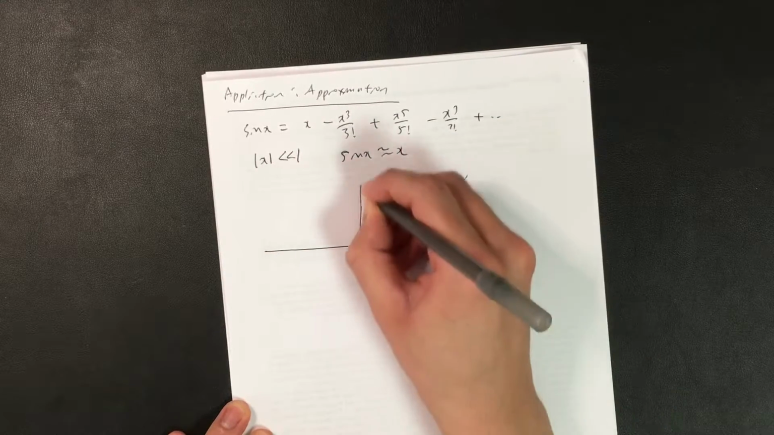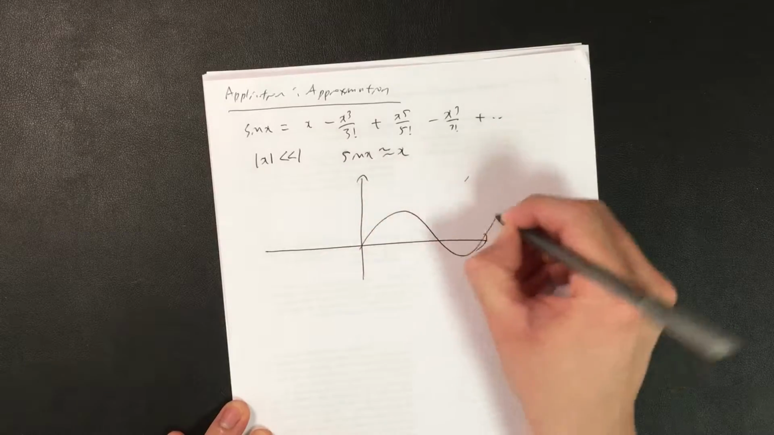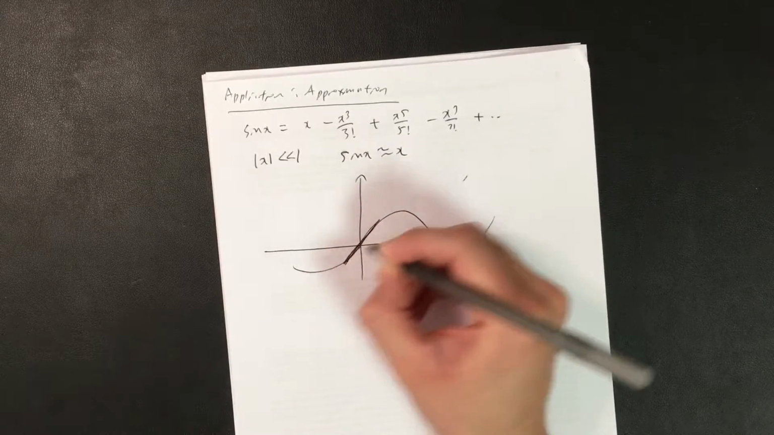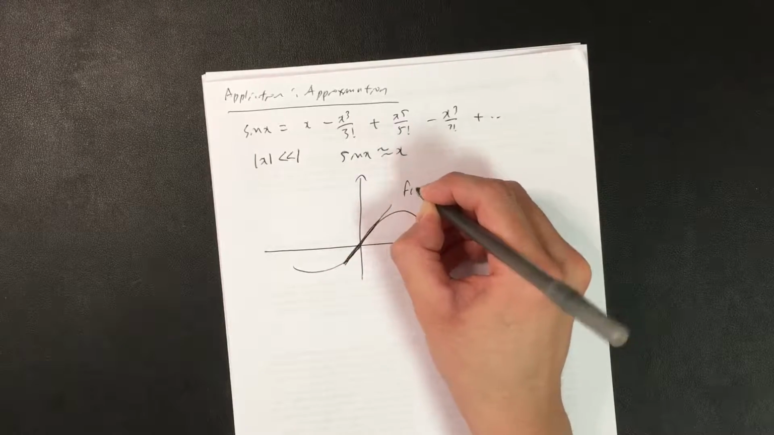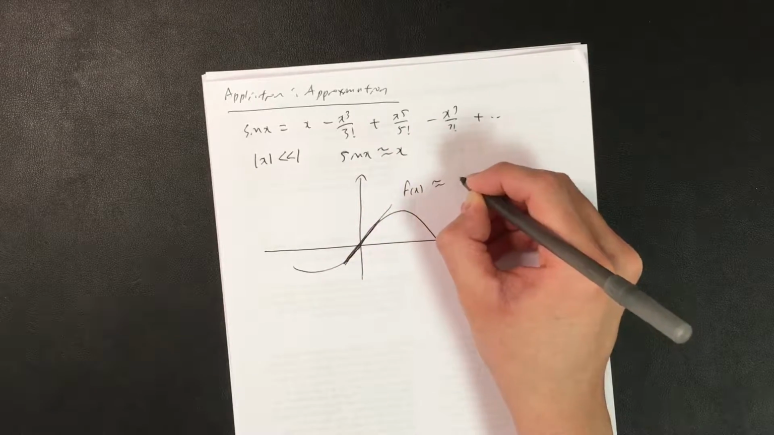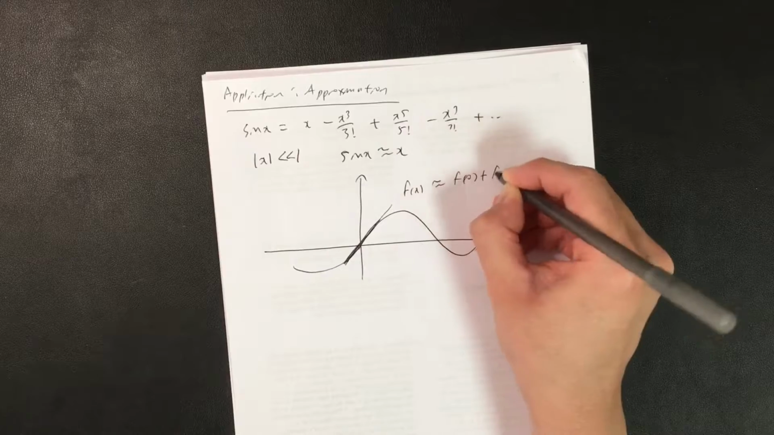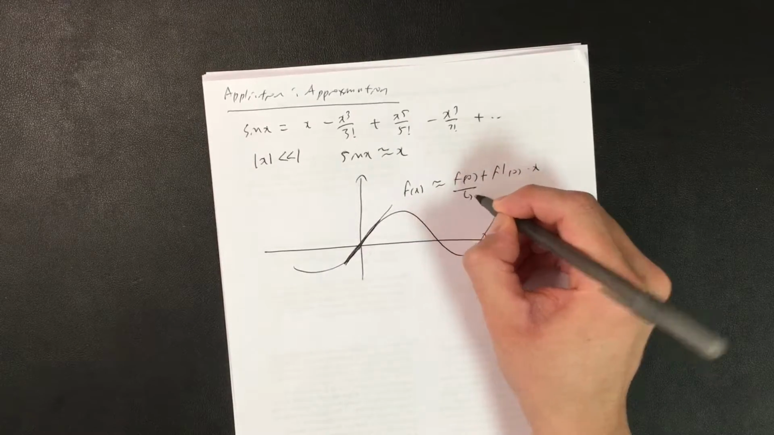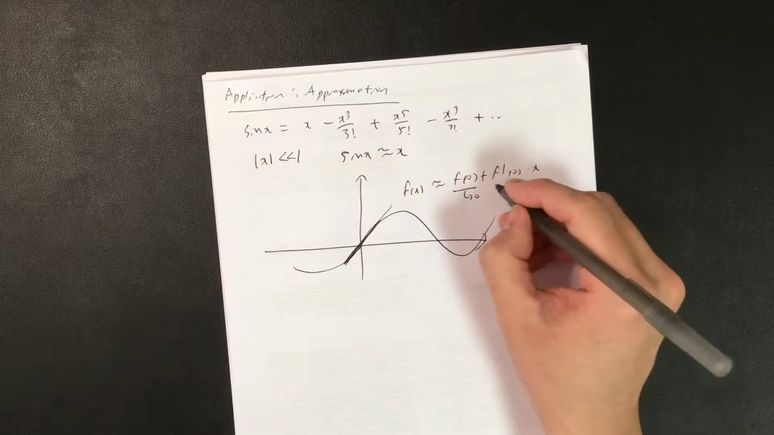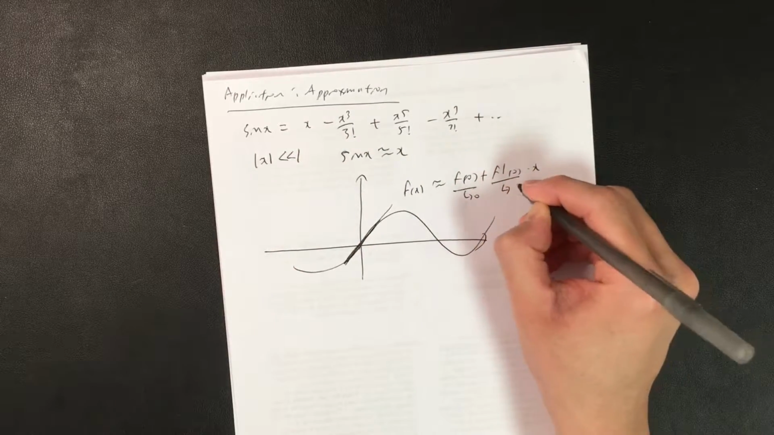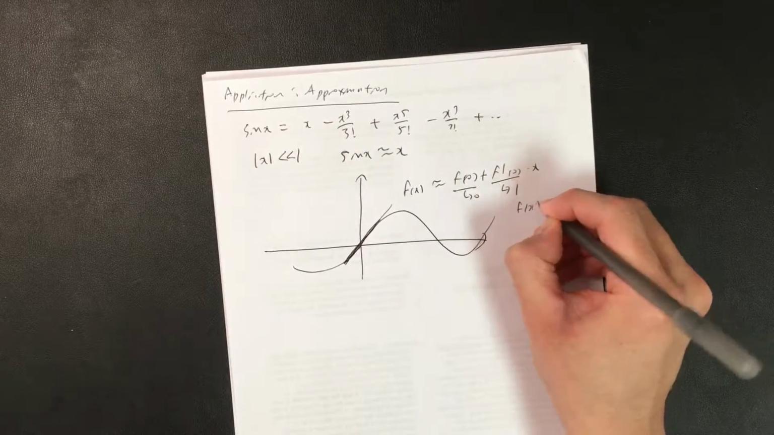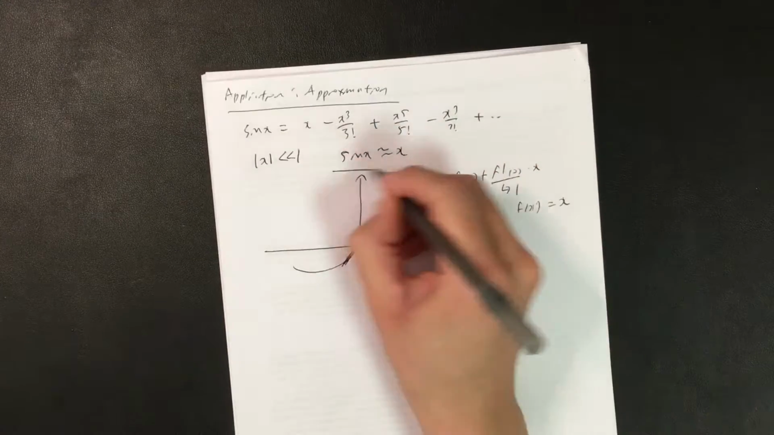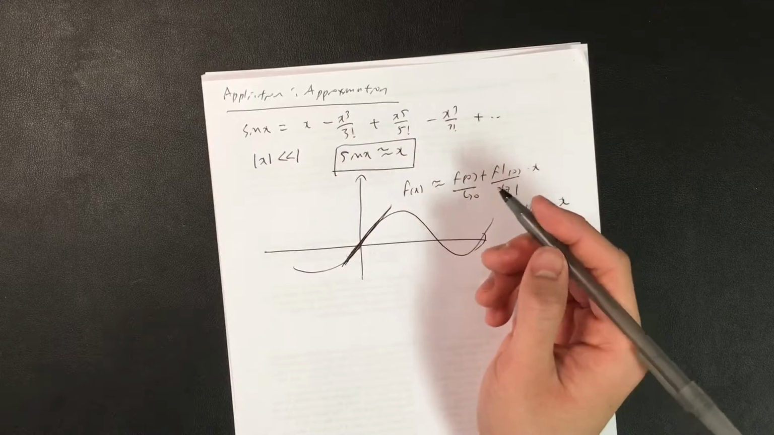If we draw the graph of sine of x, then we see that near x equals 0, f of x can be approximated as f of 0 plus f prime of 0 times x, in which f of 0 equals 0, since sine of 0 is 0, and f prime of 0, which equals cosine of 0, equals 1. This linear approximation is simply x. Therefore, sine of x can be approximated as x.